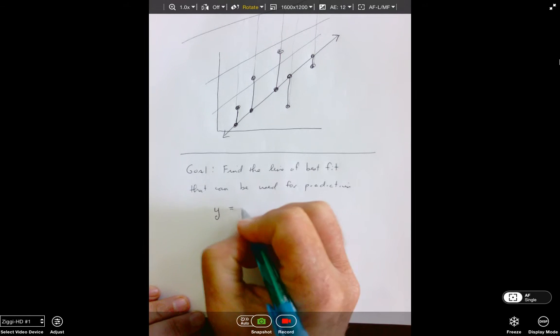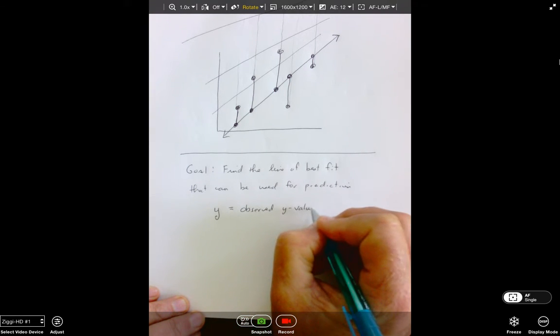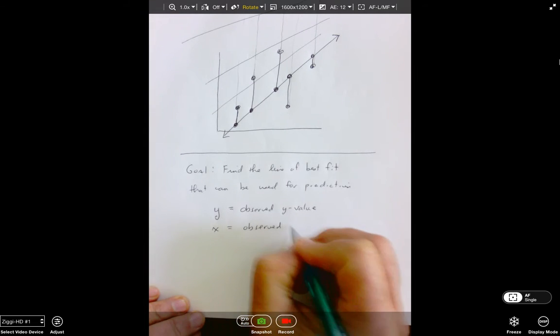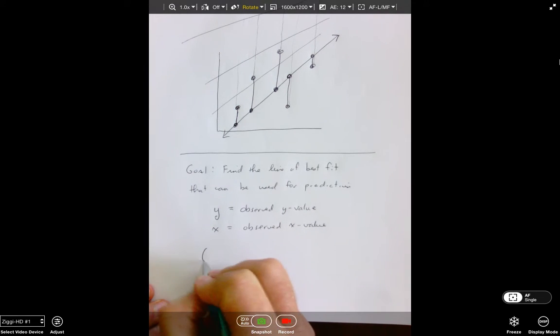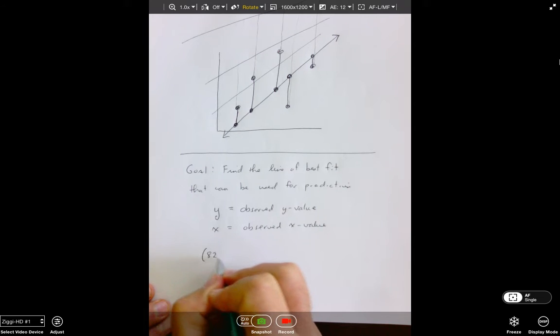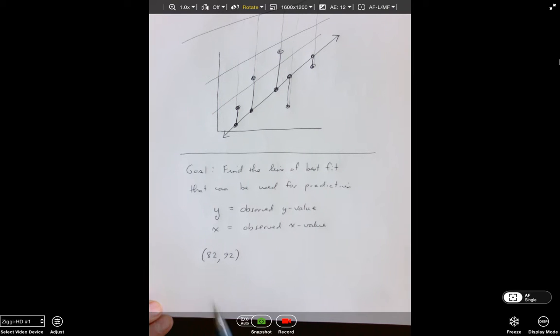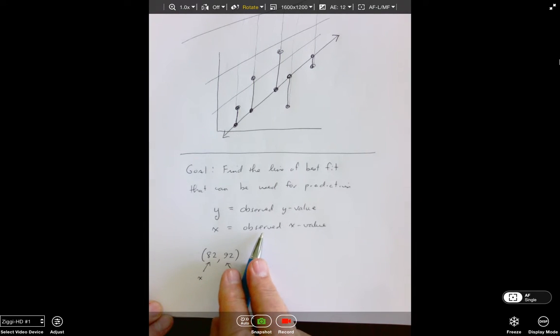Now, this brings in a little bit of new notation. Y is just the observed y value. X stands for the observed x value. In a previous example, I said that we may have someone that scored an 82 on a midterm and a 92 on the final if we wanted to examine the relationship between a student's midterm and their final, and we take an entire class. Well, our x here is the 82, and our y is the observed y value.